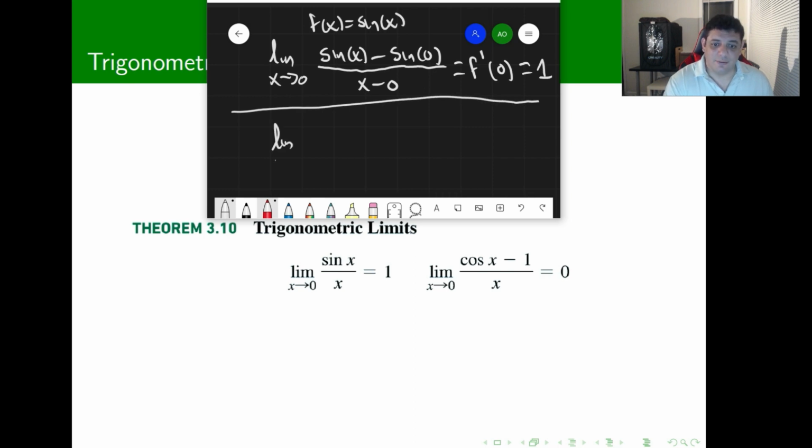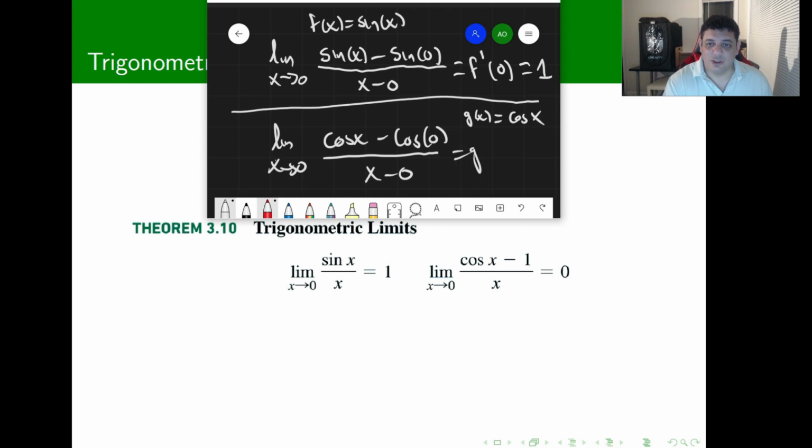So we have the limit when x goes to 0 of cosine of x minus cosine of 0 over x minus 0. Notice that cosine of 0 is 1, x minus 0 is x. And so again, if we assume that g of x is cosine of x, this is essentially g prime at 0. And we're saying that that's 0. So now this is talking about the tangent line of the function sine of x and the tangent line of the function cosine of x.